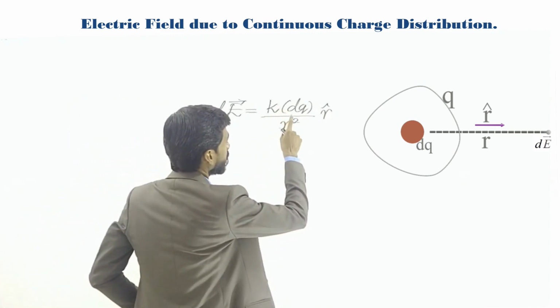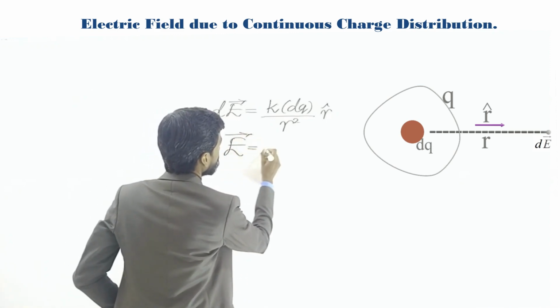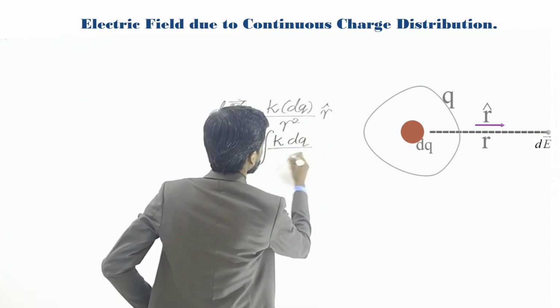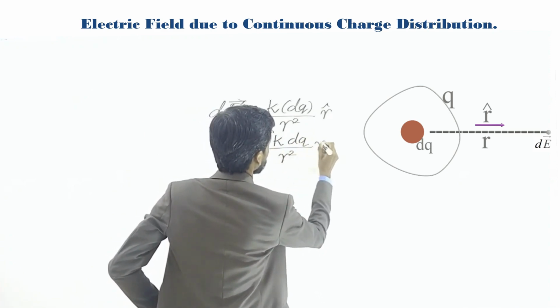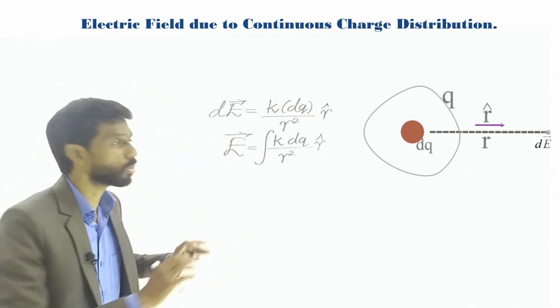And now we have to do the integration to get the required answer. So we need E vector. That means simply integration of this: k dq divided by r squared, r cap. This integration will give you the electric field due to the entire object.